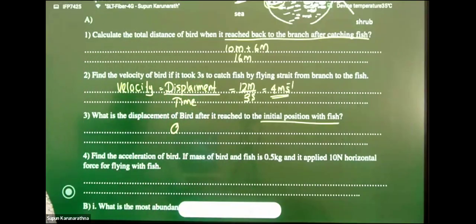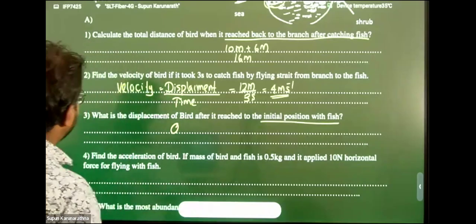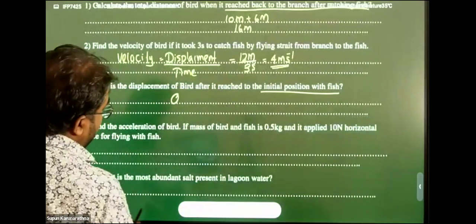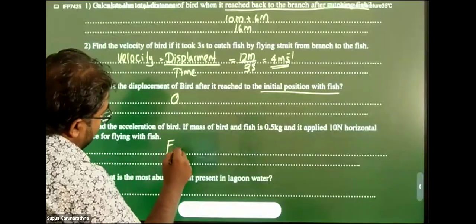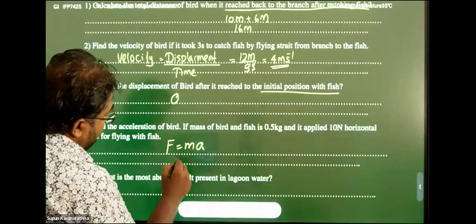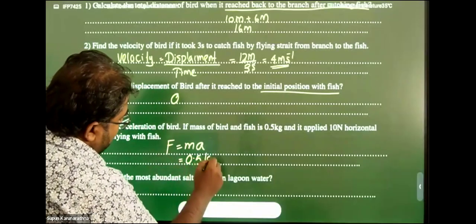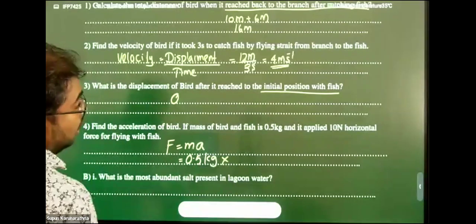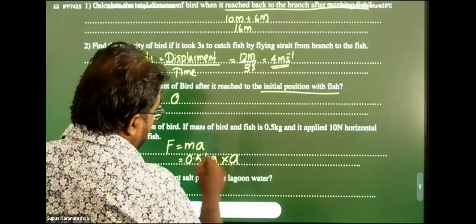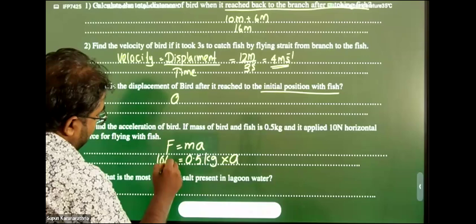Find the acceleration of the bird if the mass of bird and fish is 0.5 kilogram and it applied 10 Newton horizontal force for flying with fish, right? So how do we find the force? Very easy, right? We have to use Newton's second law. F equals ma, force equals mass into acceleration. Mass is 0.5 kilogram, acceleration is what we want to find, force is given, 10 Newton, right?